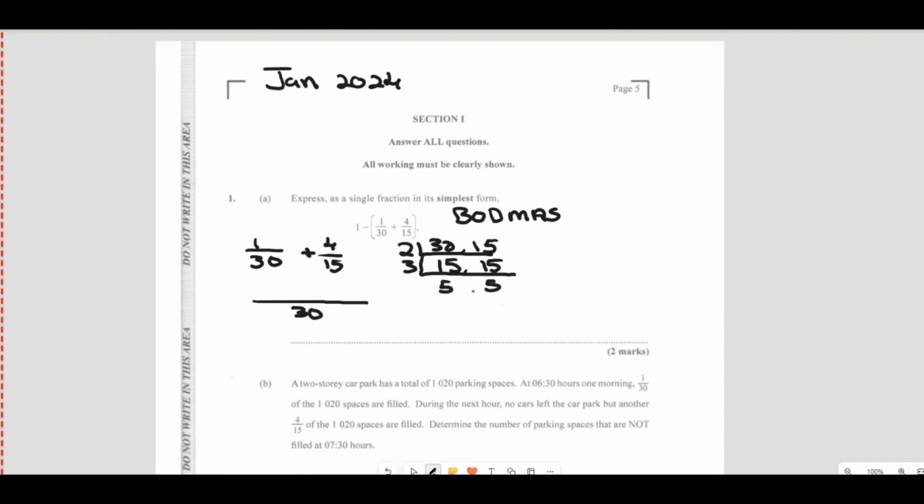3 cannot go into 5, so you go to the next prime number, which is 5. You get 1, 1. Once you get 1, 1 at the end, your LCM is you multiply these prime numbers. 2 3s are 6, 6 5s are 30.